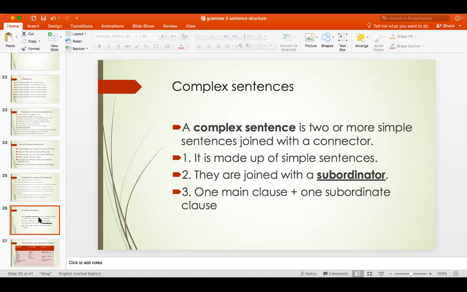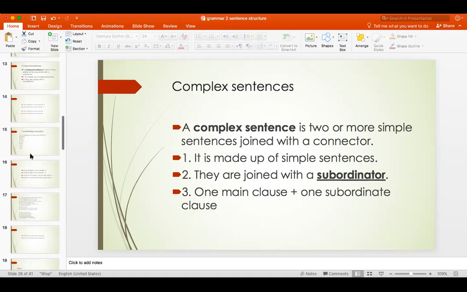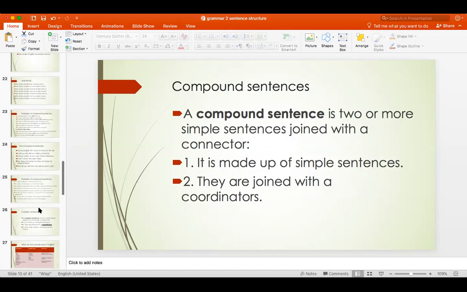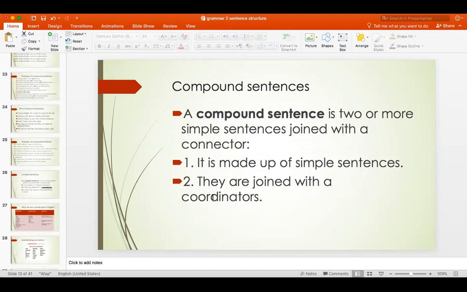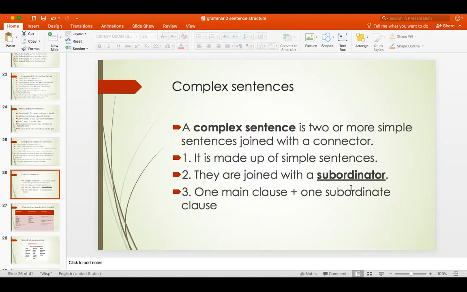Now look at this. A complex sentence, finally, is again at least two simple sentences connected together with a connector. So it's basically the same definition of a compound sentence. How's that, and why is that? The difference is that with a compound sentence, we have a coordinator, the fanboys, but in a complex sentence, we have a subordinator.